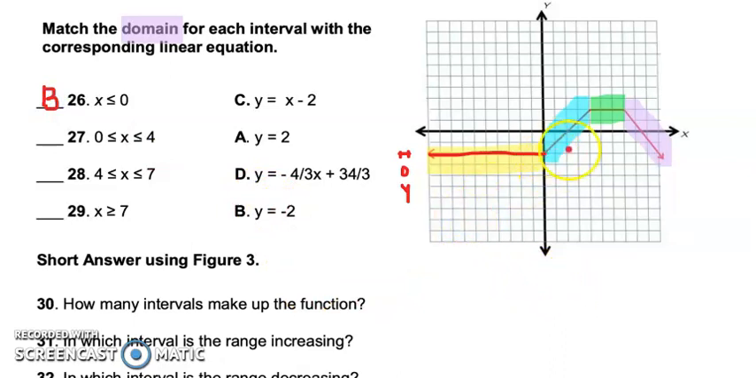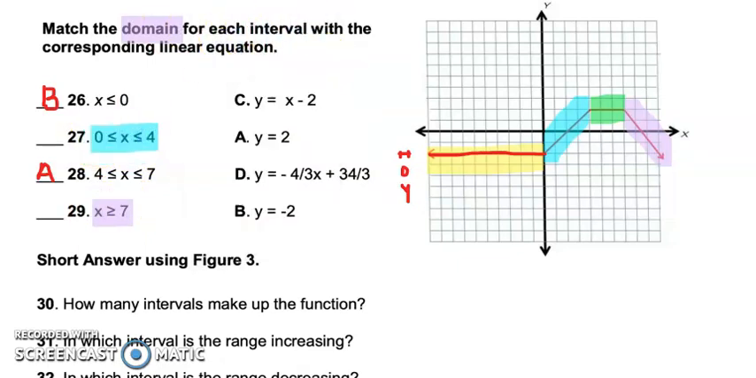Okay, so similarly, I can look up at my green section. Between 4 and 7, it is also a horizontal line straight across, and that y value is at +2. So I see that would be A. So for 28, I'm going to put A because I also see that that would match. Now let's focus on the characteristics of the blue and the purple. My purple is this section here, and then my blue would be up here.